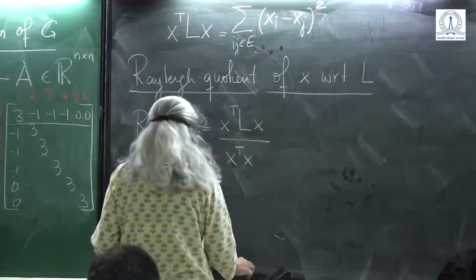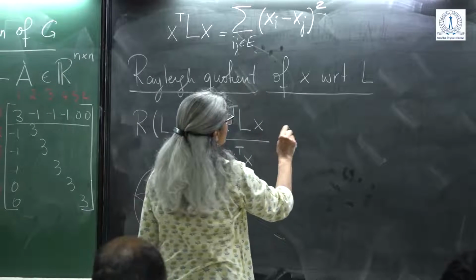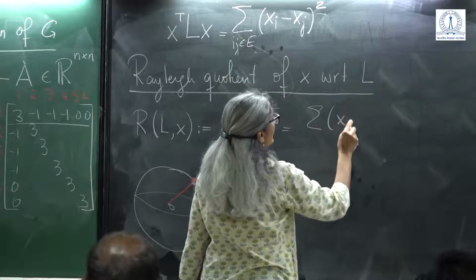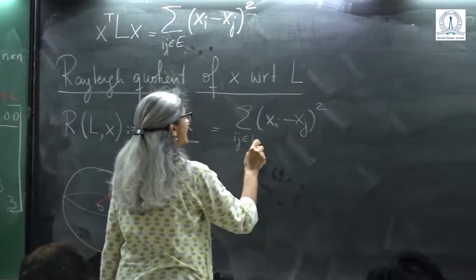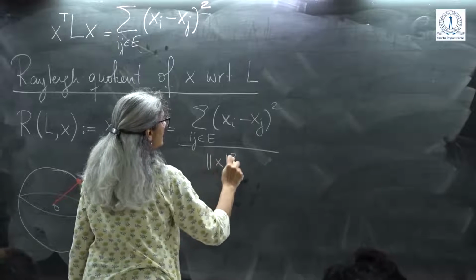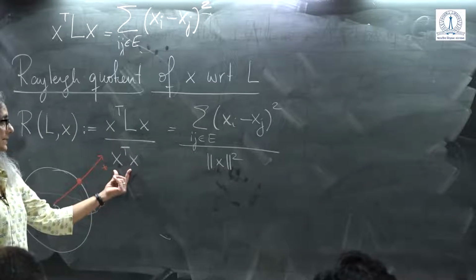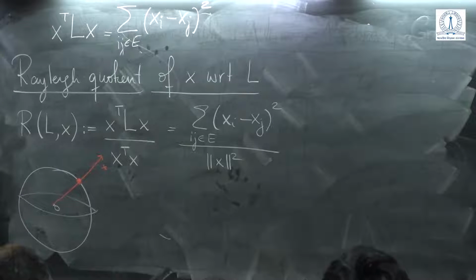So this is the Rayleigh quotient. And let's check, from what we just saw, this is the sum of (x_i minus x_j) squared over all ij's that are edges, divided by the norm of x squared, right? x transpose x is the same as the norm of x squared. So that is what that is.